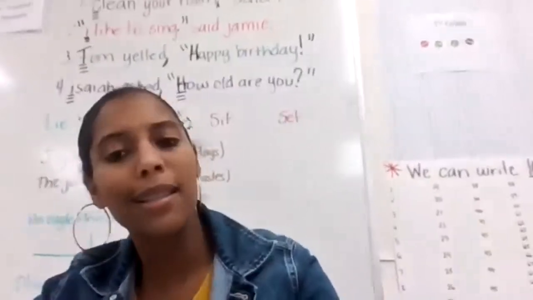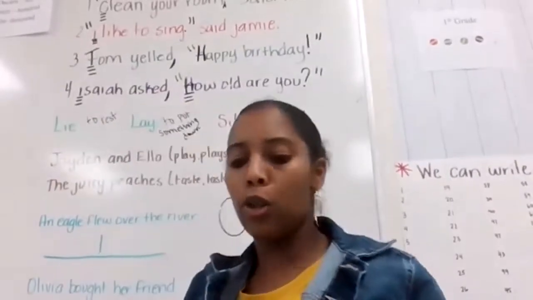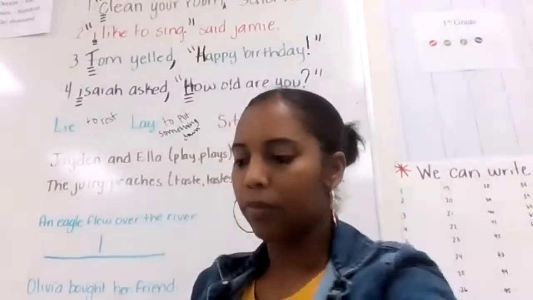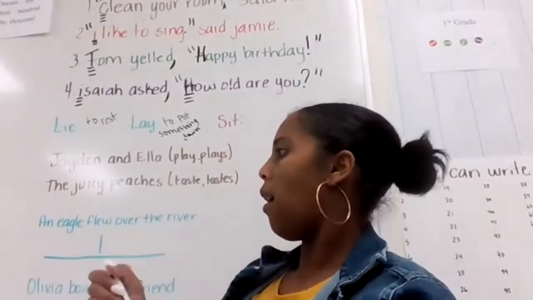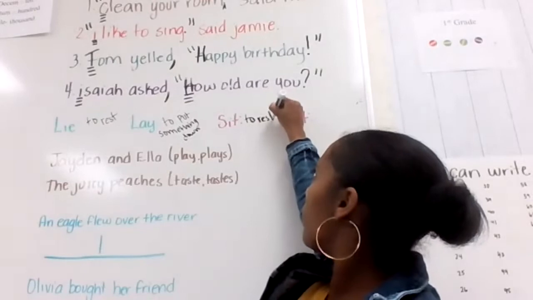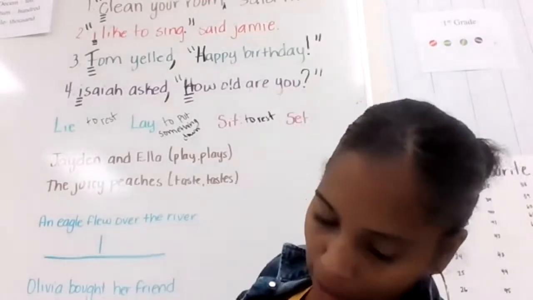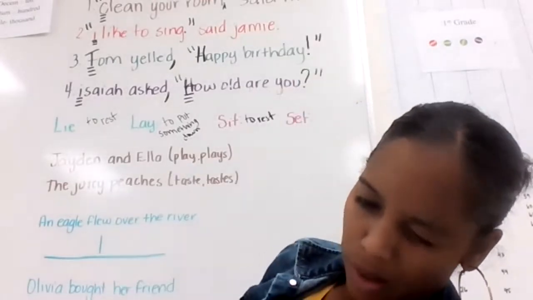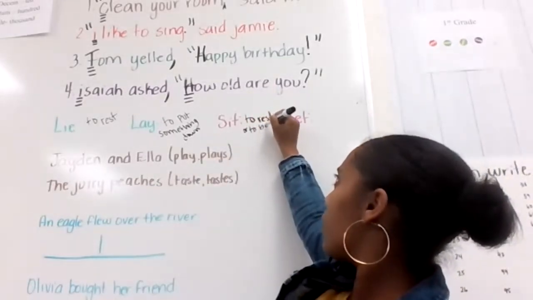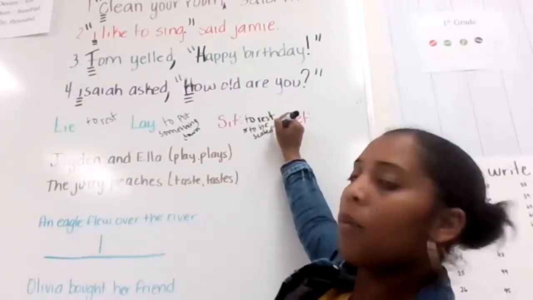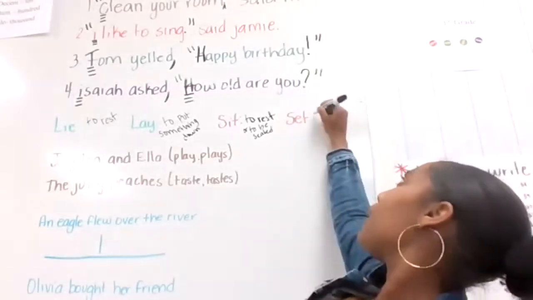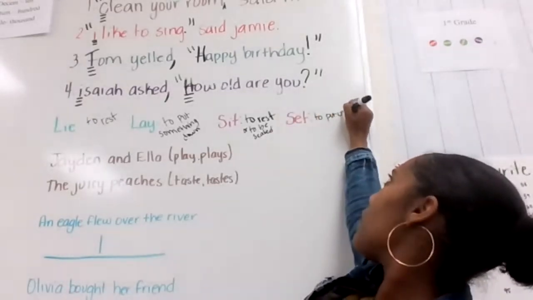Now let's look at sit and set because they're very similar to lie and lay. Okay, sit means to rest or to be seated. So whenever we want to rest or take a seat, we would say sit. And set means to put or place something down.